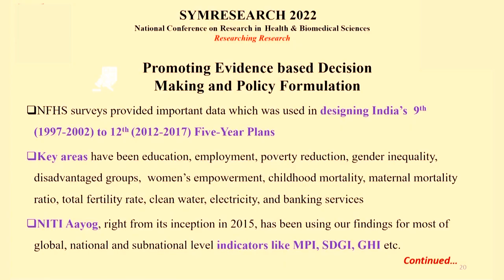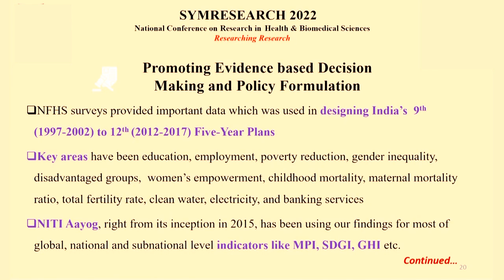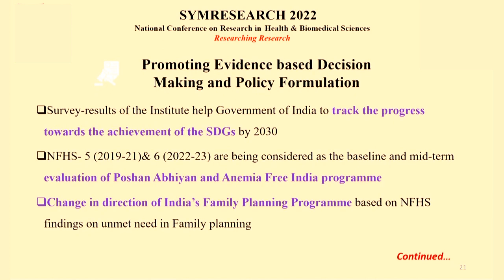Our even earlier data has been extensively used in policy making in this country, initially by Planning Commission and now by Niti Aayog. Even from 9th five-year plan to 12th five-year plan, if you look at plan document of Planning Commission, every chapter of that has a mention of a reference of National Family Health Survey. And then key areas ranges from water, electricity, hygiene, sanitation, to even banking services. Niti Aayog, right from its inception, has been using our findings for most of global, national, and sub-national level indicator, including multidimensional poverty, SDG for India, and Global Hunger Index. That is why we have strongly contradicted whatever these two NGOs.